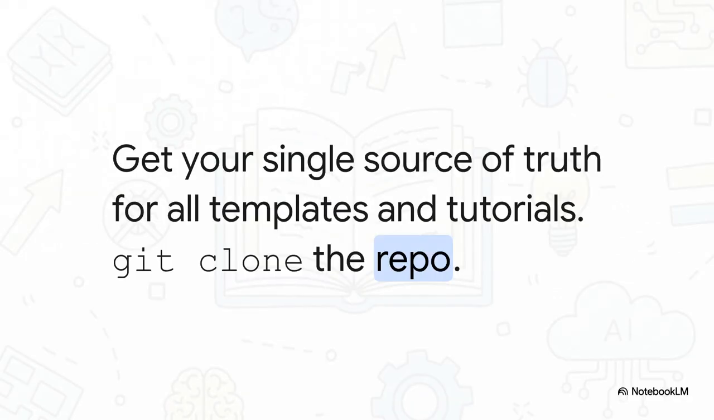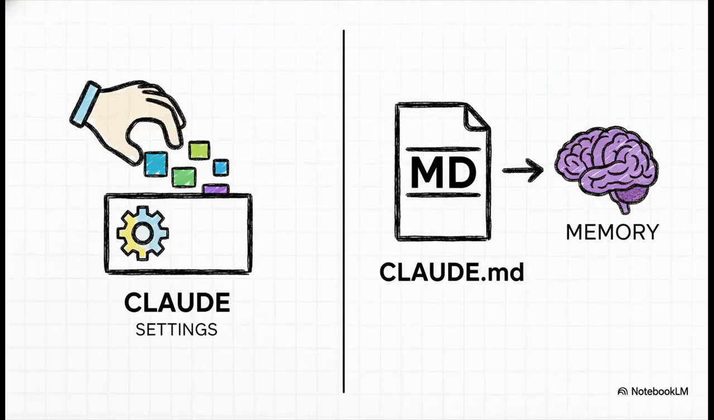First things first, you just clone the repo. Simple as that. This one command gives you your single source of truth for all the templates, all the tutorials, all the diagrams. Next, you start copying over the building blocks, so you'll move all those pre-built /commands right into your local Claude config. Then you'll set up that project-level claude.md file. This file is the absolute key to giving Claude persistent memory and context about your specific project.